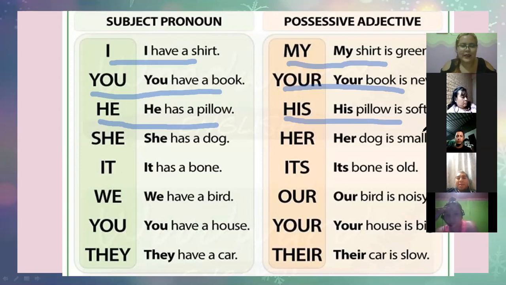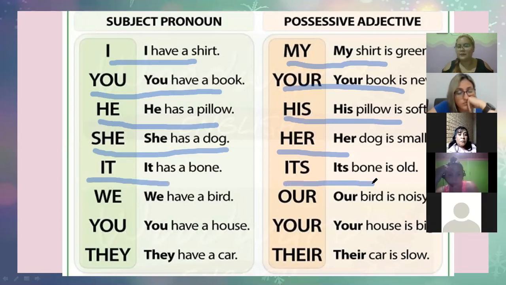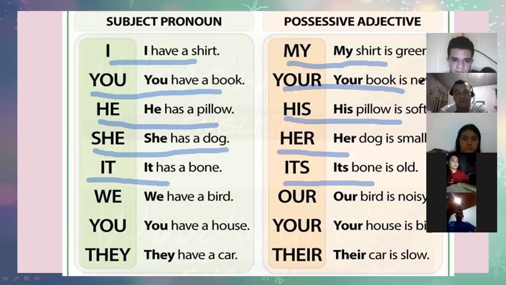Okay, help me please, Frida, with the next one. She and her. She has a dog. Her dog is small. Very good. Thank you. Rebecca, help me with the next one, please. It has a bone. Its bone is old. That's right.